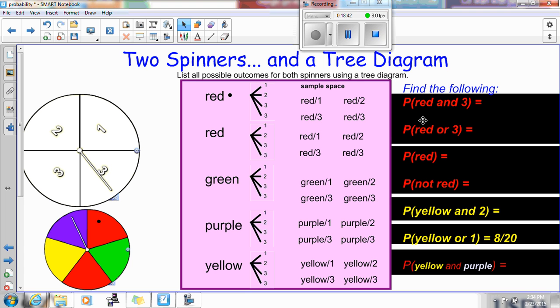So what's the probability that it will be a red and a 3? Well, remember, and means it has to be red and it has to be 3. If we look, that only happens 1 time, 2 times, 3 times, 4 times. There are 4 favorable times it could land on a red and a 3, which means my probability is 4 out of 20.